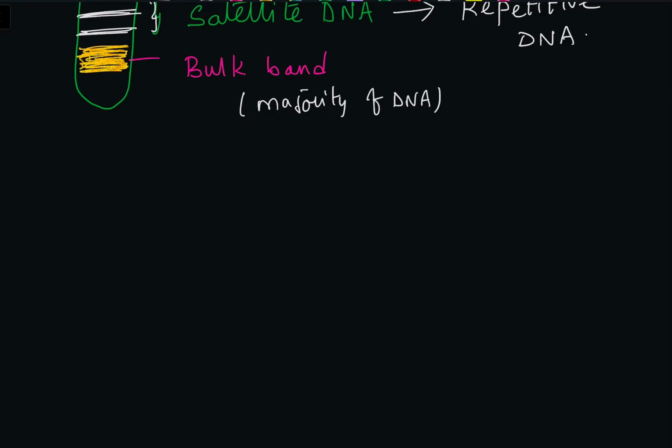Repetitive DNA now. So now we know what this repetitive DNA is, where it is located, and how to isolate it. Now again, within this repetitive DNA, which portion is being used as probes? Let us talk about this.